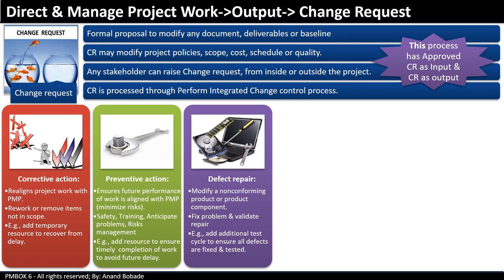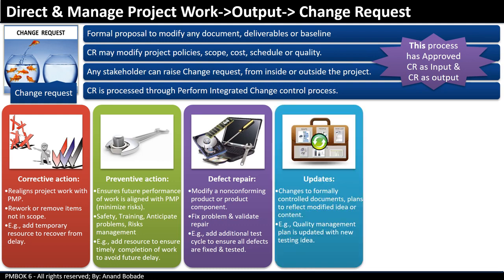Defect repair. It's modifying a non-conformance of a product to fix the problem. For example, maybe whatever the defects found, you fix those defects. Or if the software build is not that great, you might add additional test cycle to ensure all defects are fixed and tested. And finally, updates are changes to formally controlled documents, plans to reflect modified idea or content.